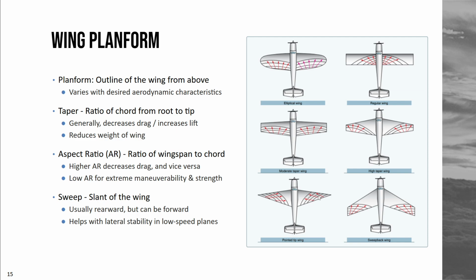And then sweep is the slant of a wing. Here's an example of a swept back wing. It's usually rearward, can be forward. I've never even heard of an aircraft with a forward sweep. I don't want to get too far down the rabbit hole here, but it helps with lateral stability in low speed planes, so the aircraft will inherently want to stay stable and not roll, inherently want to stay wings level.